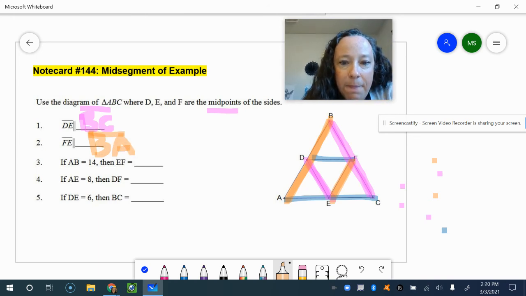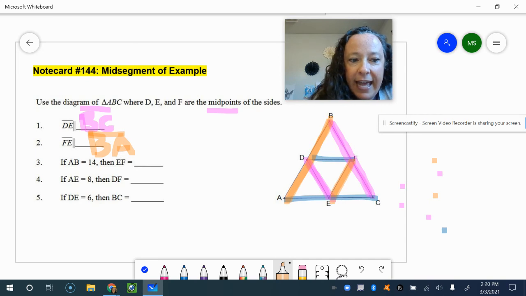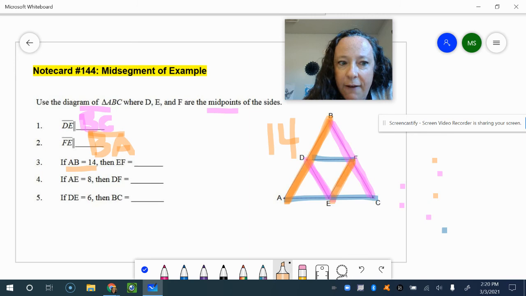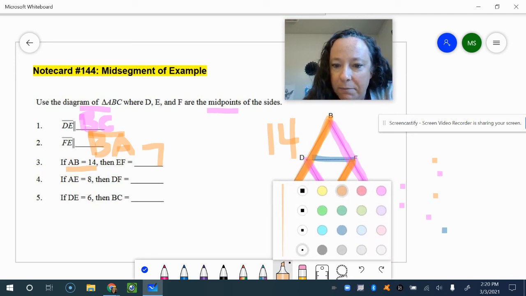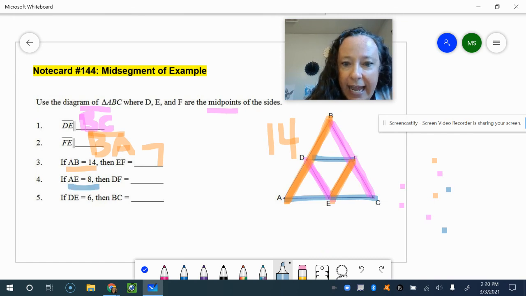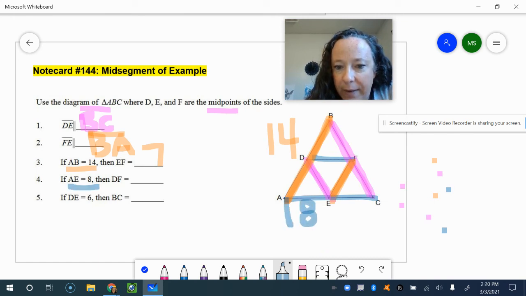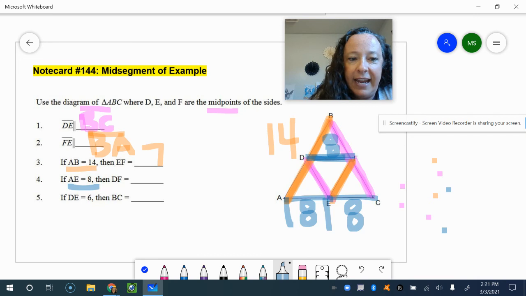Now, over here it says that if AB right here is 14, what would EF be? Well, it would be half. So EF would be 7. And then next it says if AE is 8, so this little part from here to here is 8, then what would DF be? Well, they're trying to trick you. This is 8, then this is 8 because E is a midpoint, and DF is half of that. So it would also be 8.